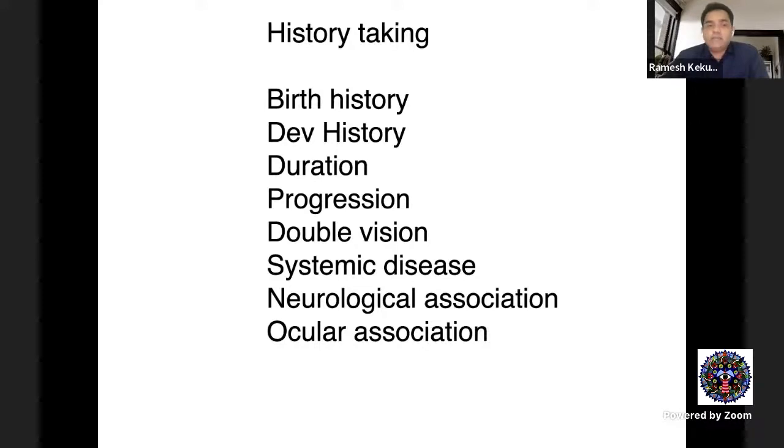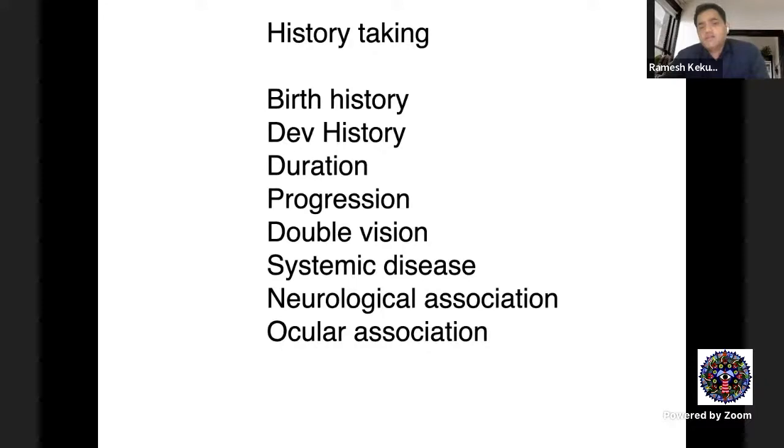So the birth history and developmental history is mandatory in all patients, in most of the comitant strabismus I would say, even if they come late during their adulthood. Duration and progression is part and parcel of any history taking. What's the duration of the strabismus, whether it is progressing, whether it is associated with double vision. Double vision is very, very important to ask. With this, you can come to a conclusion whether it is horizontal or vertical, or torsional. Depending upon that, you can come to a conclusion.